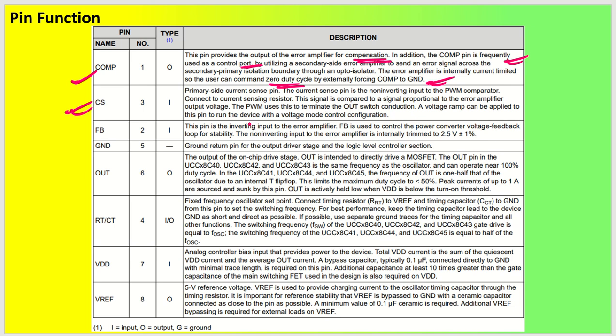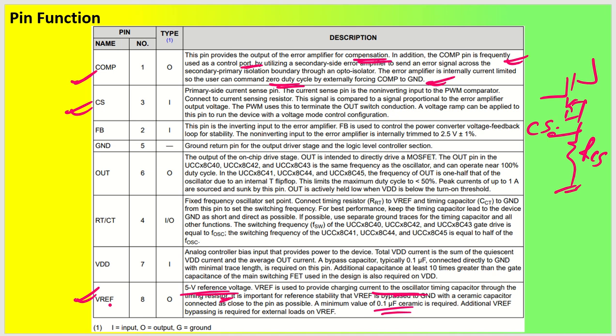We have the current sense pin, which will be connected through the resistor. Let's say this is my current sense resistor, my RCS, so this can be used to sense the current through the CS pin. Similarly, we have other pins also. The V reference pin, as I was talking about, is a 5 volt reference, and this can be used to provide charging current to the oscillator timing capacitor through the timing resistors. Also, a minimum of 0.1 microfarad ceramic capacitor is required additionally on this V reference pin if you want to load it with some external loads.